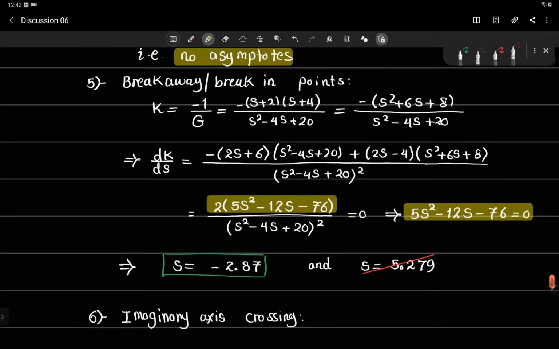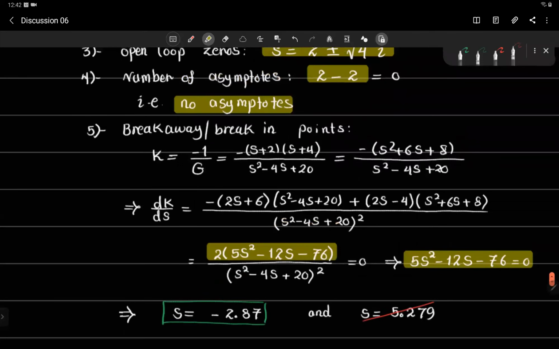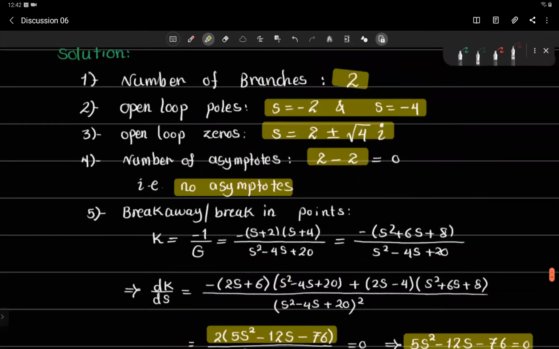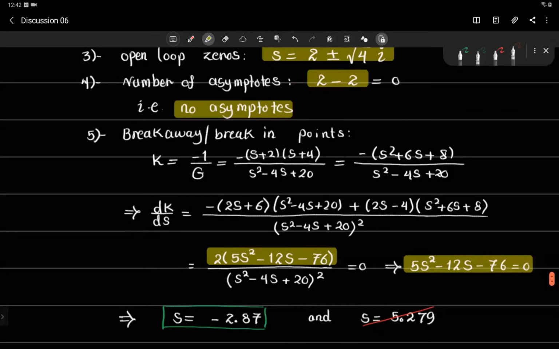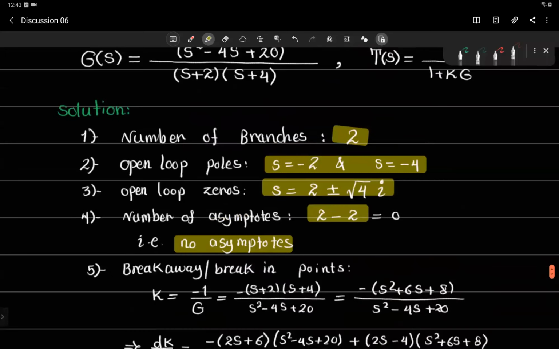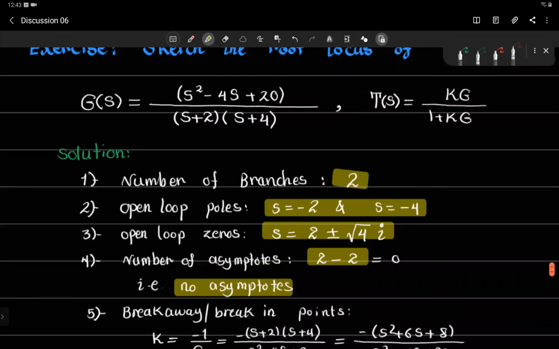However, we will see that, first, because we have the roots of the equation, we have two real roots, right? We have -2 and -4. And because these are two poles, we know that they will touch, right?